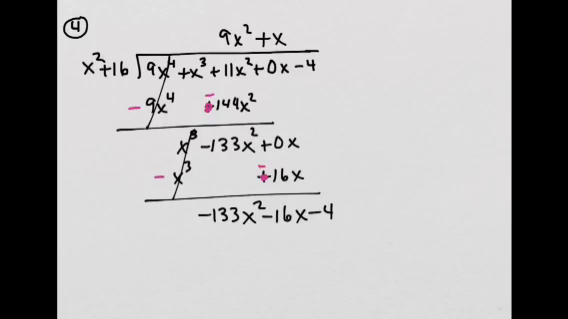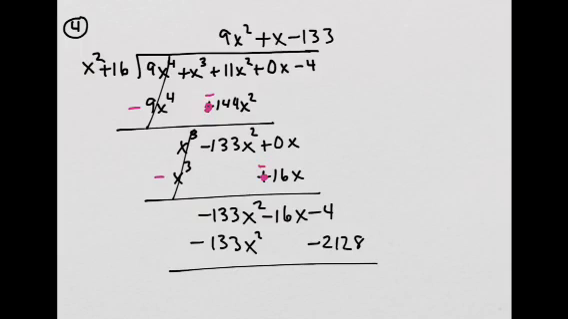So what do you have to multiply by x squared in order to get negative 133x squared? That would be negative 133. Okay, so that gives you negative 133x squared plus, let's see, a positive times a negative is negative, so it's negative 133 times 16. You can take a calculator, plug that in to get the number, and it gives you negative 2,128.